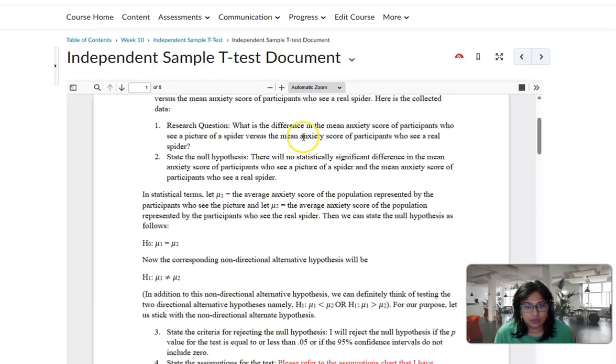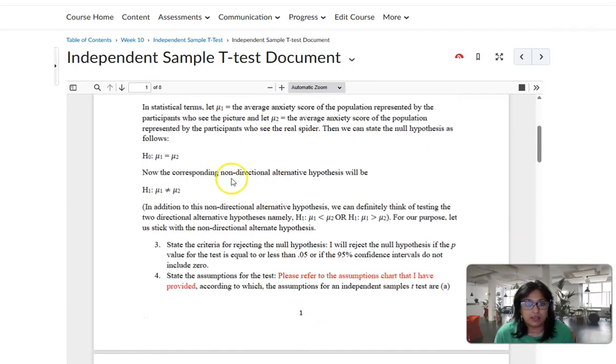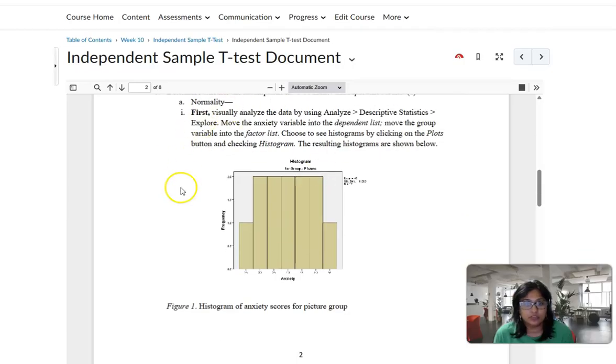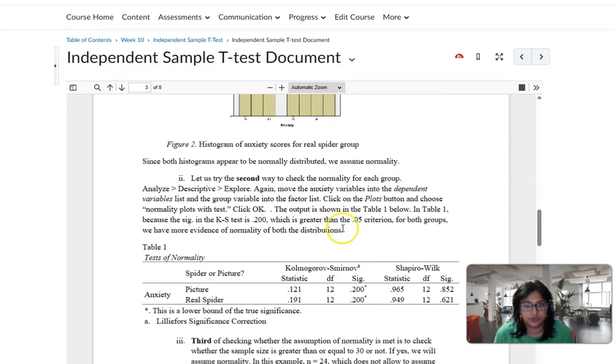So here are all the documents. You have the research question, the null hypothesis. Remember how the null hypothesis is a no-difference statement. And then your alternate hypothesis. It talks about all of those. Here is the normality, and I give you the way to do it in SPSS if you want to do it. Otherwise, I have the graphs. You don't have to do it. I've created all of those things for you.